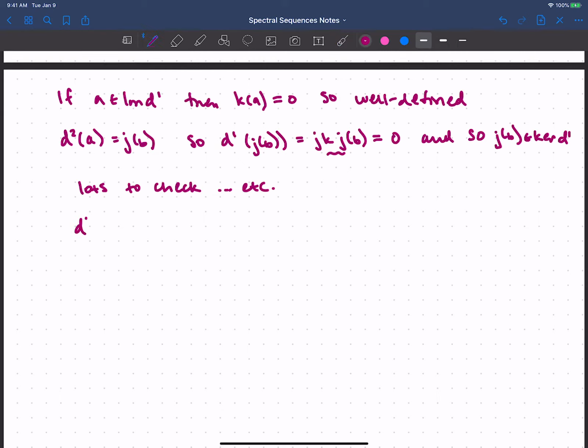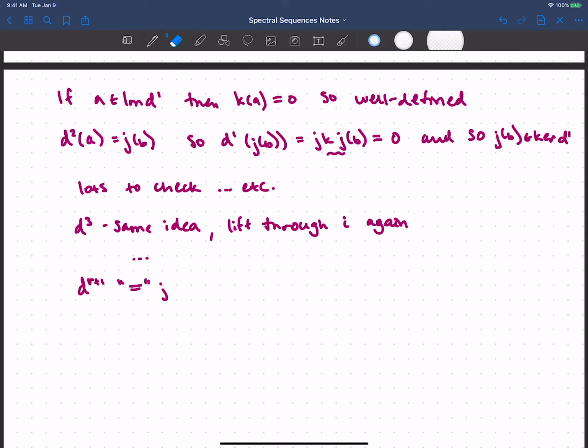So for D3, we want to do the same thing, same idea, and lift through I again. And now there's even more to check because on the E3 page, we have classes of classes, right? We've taken homology again, and so there's more to check. And the same idea here is to keep going so that our dr plus 1, I'm going to write equals in quotes because this isn't quite true, but basically what I do is I take, well, let me write it and then say.